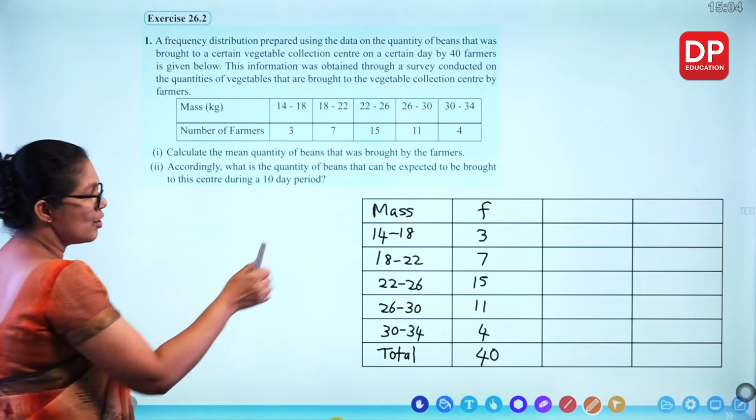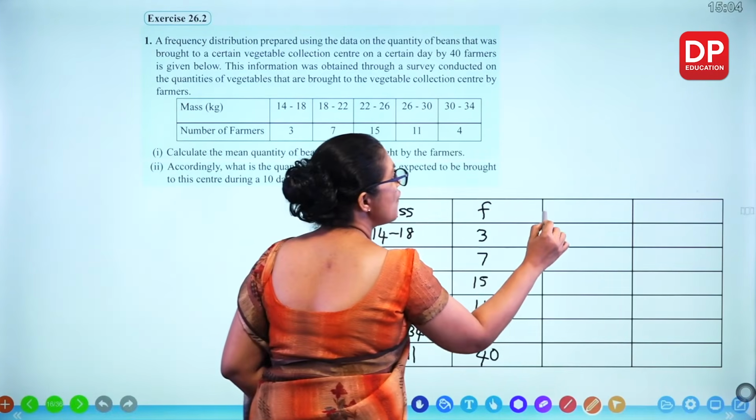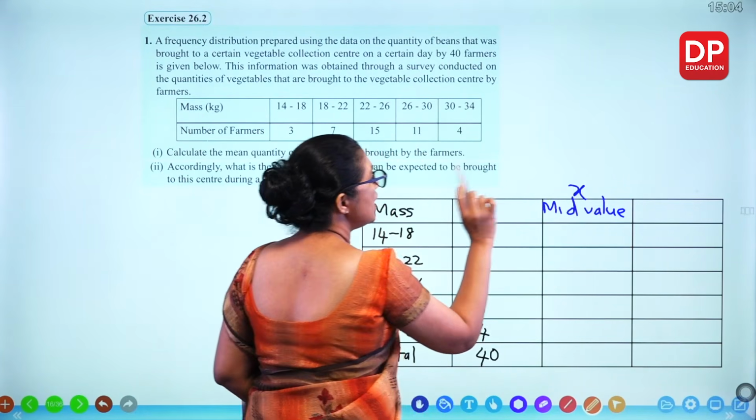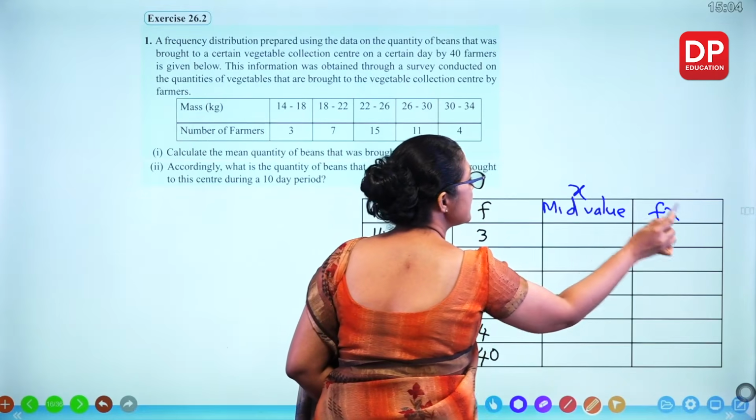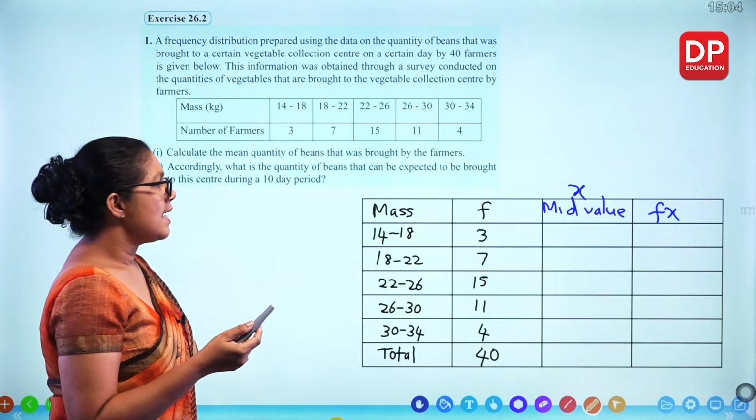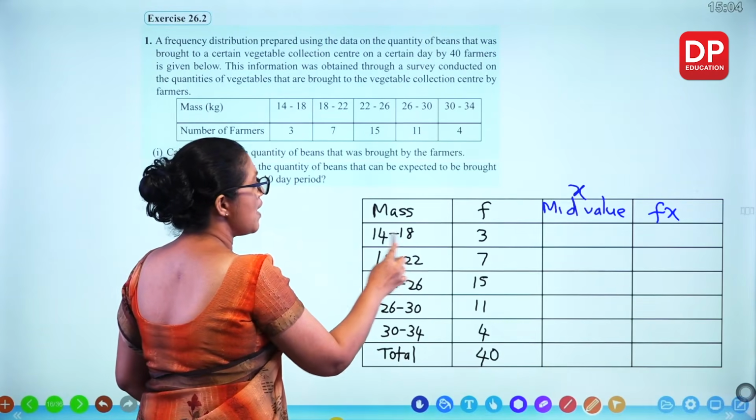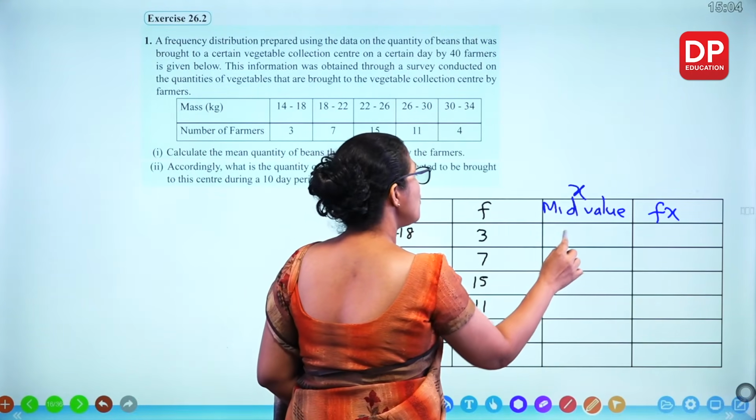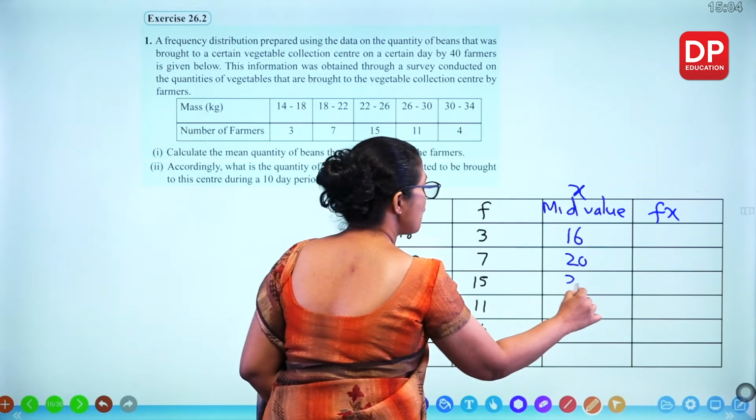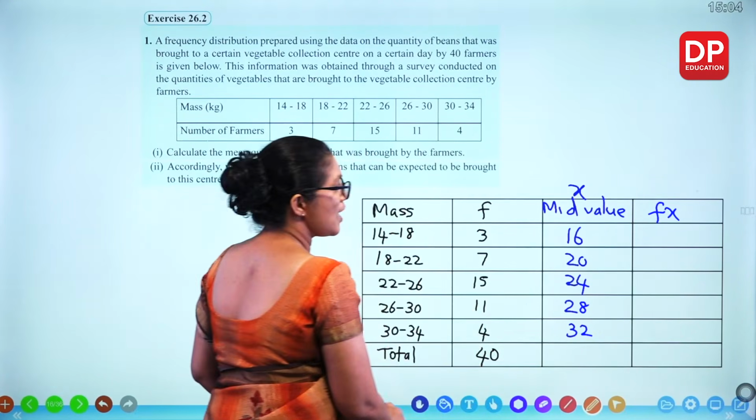So we need to create the table like this and first find mid value, that's our x value, and then multiply f and x and get the fx value. Total fx divided by total f is the mean value. Now we'll try to find out. Add and divide by 2. 14 plus 18 divided by 2, you get 16. This one, 20, 24, 28, 32. Those are the mid values.